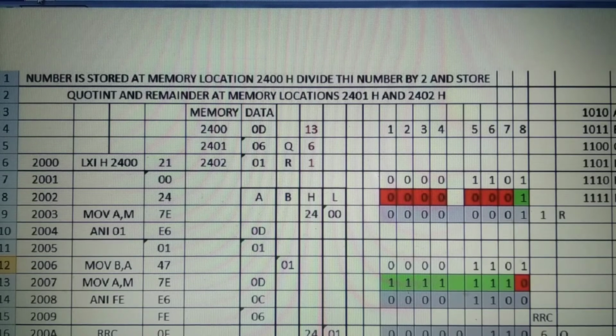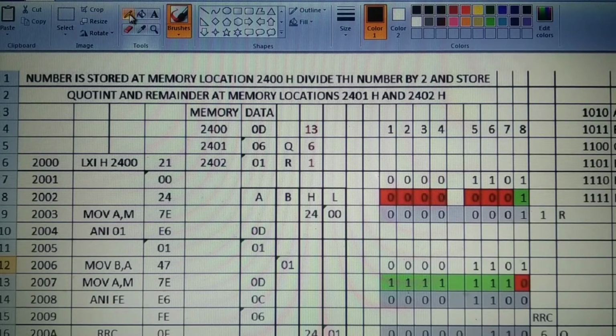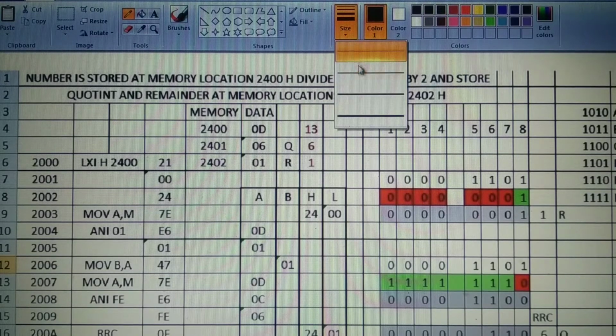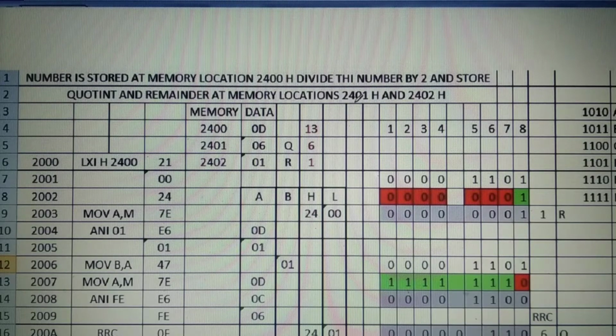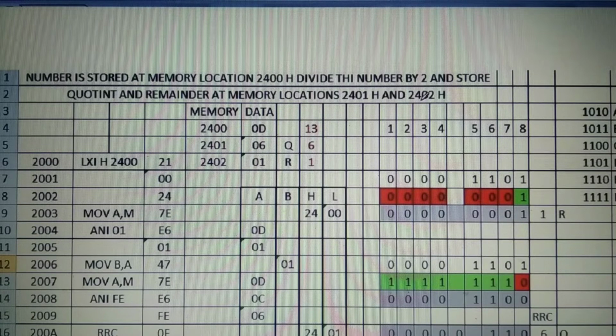A number is stored at memory location 2400H. Divide the number by 2 and store quotient and remainder at memory locations 2401H and 2402H. This program we have to write using AND operation and rotate instruction.